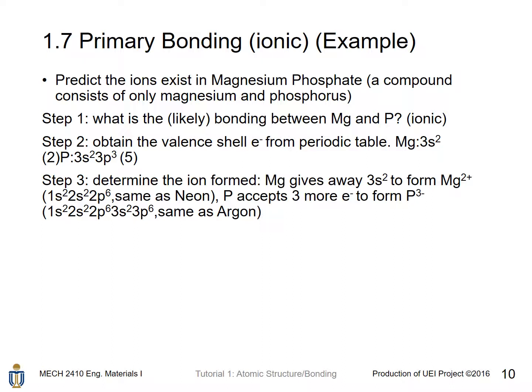Mg will give away 3s2 to form Mg2+, which has the electron configuration of 1s2, 2s2, and 2p6, the same as neon. P, phosphorus, will accept 3 more electrons to form P3-, which has a configuration of 1s2, 2s2, 2p6, 3s2, and 3p6, the same as argon's electron configuration. That's how we predict the ions that exist in such compounds.